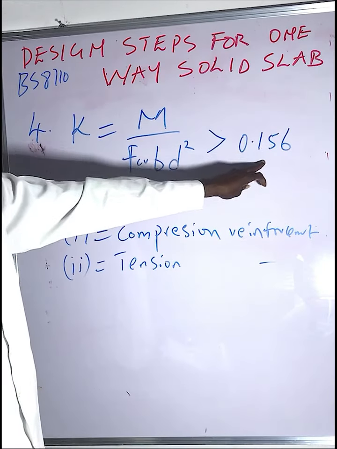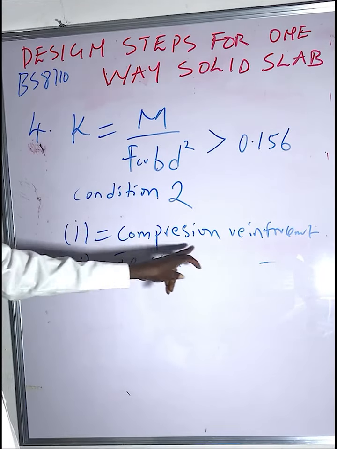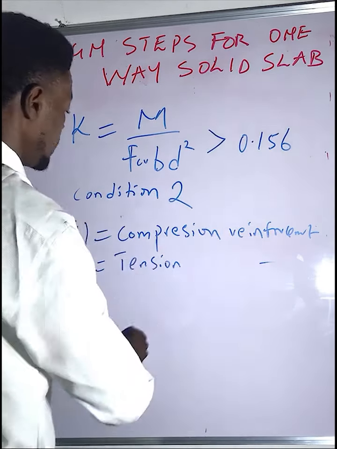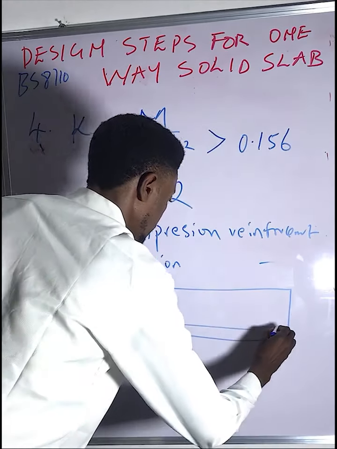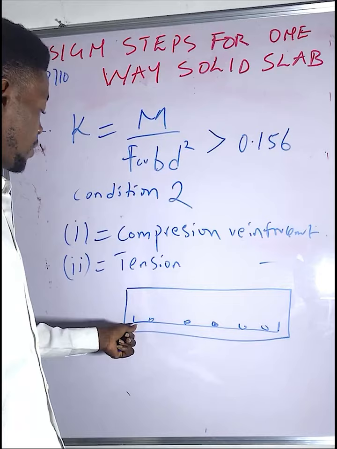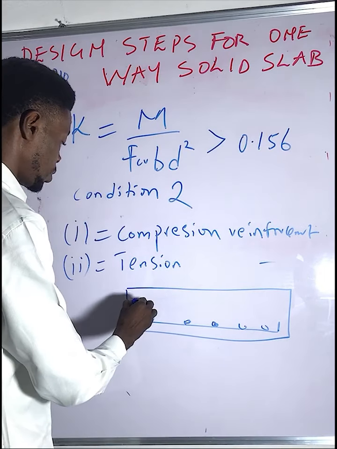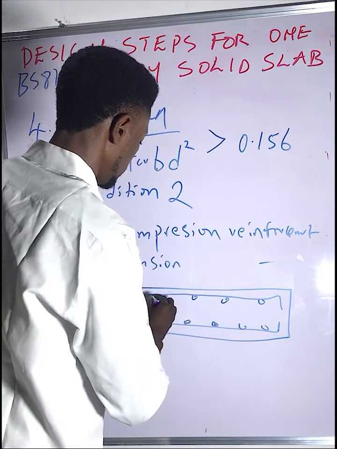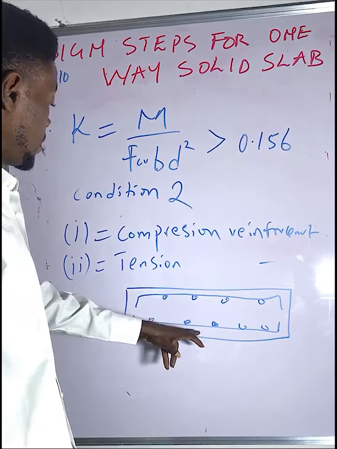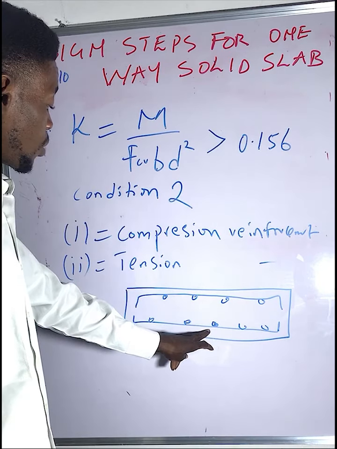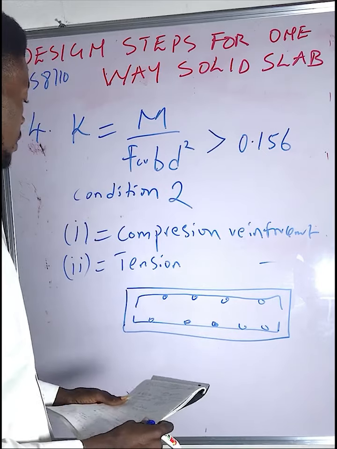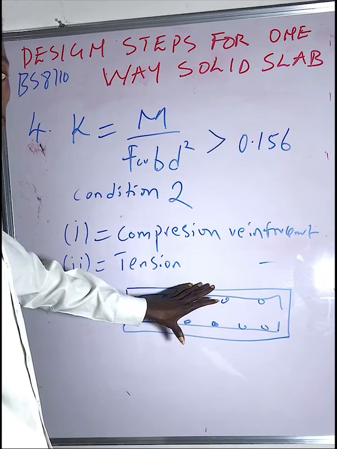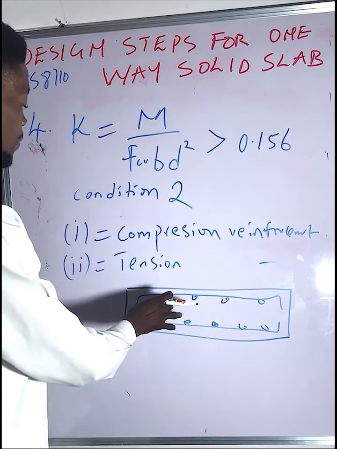If K is greater than 0.156, you design for compression reinforcement and tension reinforcement. In this case, compression reinforcement is needed. If this is your tension reinforcement, compression reinforcement is needed as well. It simply means this tension reinforcement will not be sufficient to carry the slab. So compression reinforcement is needed as well.